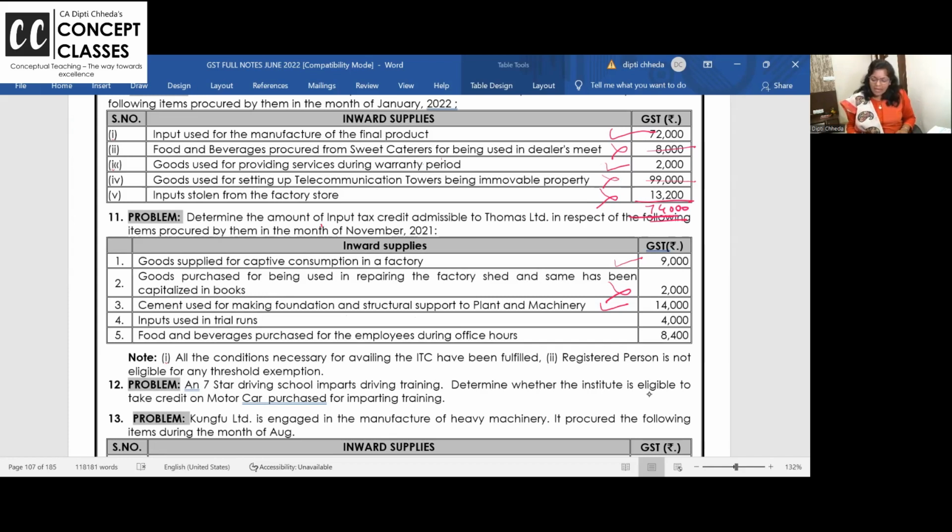Inputs used in the trial run. Trial run is a part of my production. So definitely I'm buying potatoes and I am making chips. Now, if I am buying some potatoes to get the trial run of the factory, on that potatoes am I allowed ITC? Yes. Food and beverages purchased for employees during office hours, tea, coffee, catering service for employees, gym service and membership of the club, no, not allowed.